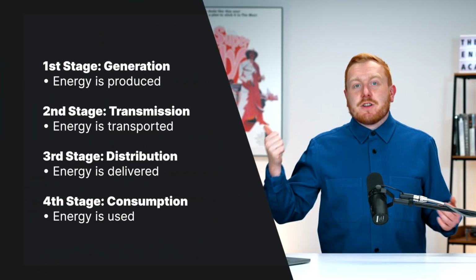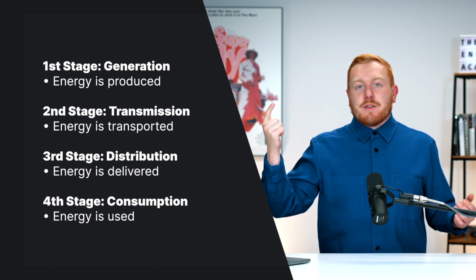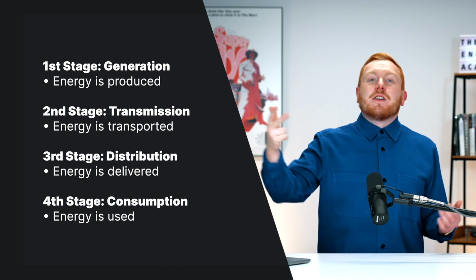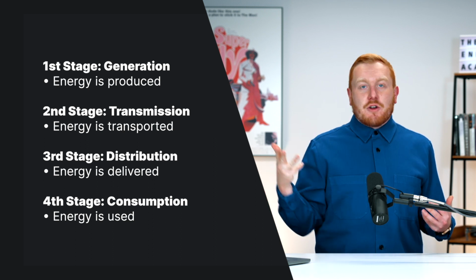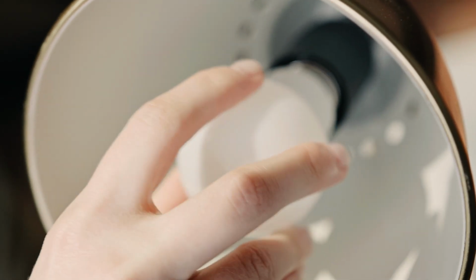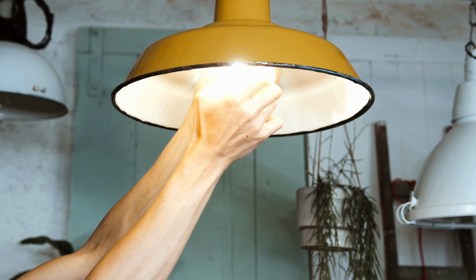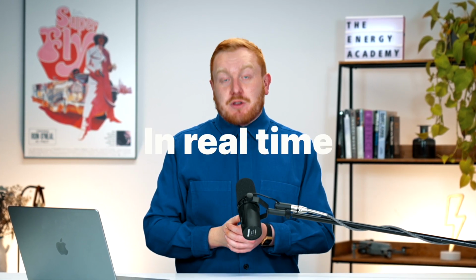That electricity that was produced in the generation stage, transported in the transmission stage, and delivered in the distribution stage can now be consumed or used. Essentially, you can now switch and keep your lights on. But what does all this mean? Well, in essence, it means supply must match demand. There's just no way of storing the amount of electricity that Great Britain needs, so it has to be generated, transmitted, distributed, and consumed continuously in real time.